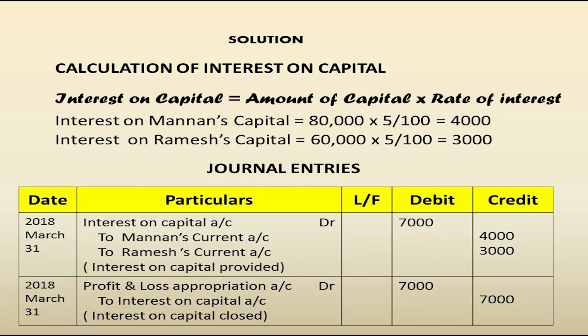Next, we close this interest on capital. So the profit and loss appropriation account is debited with 7,000 to interest on capital account 7,000, and the narration is interest on capital closed.